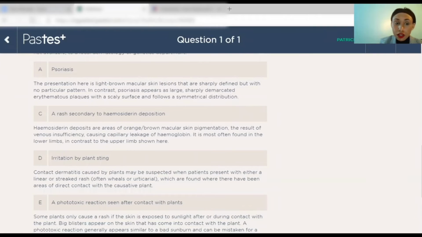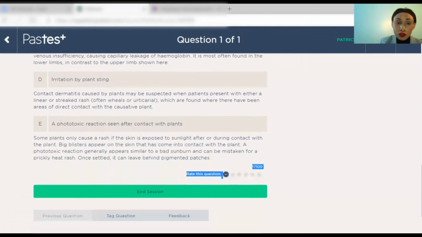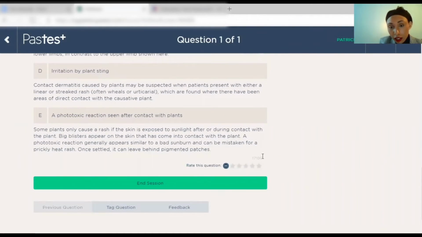Okay, so again, you can pause the video and you can have a read of the answers. And like I was talking about before, that's the number that you want to search if you ever want to go back to the question, or you can tag the question as well.